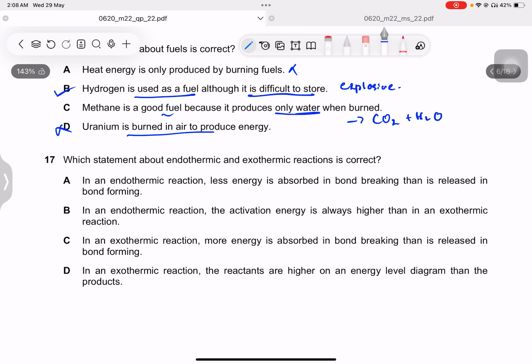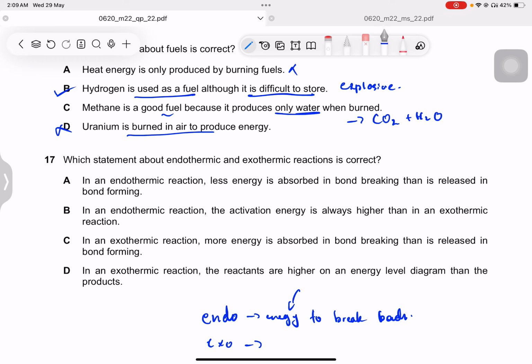Which statement about endothermic and exothermic reactions is correct? Okay, so in endothermic reactions, energy is absorbed to break bonds. Endo: energy taken in to break bonds. And in exo, energy is released when bonds are formed.